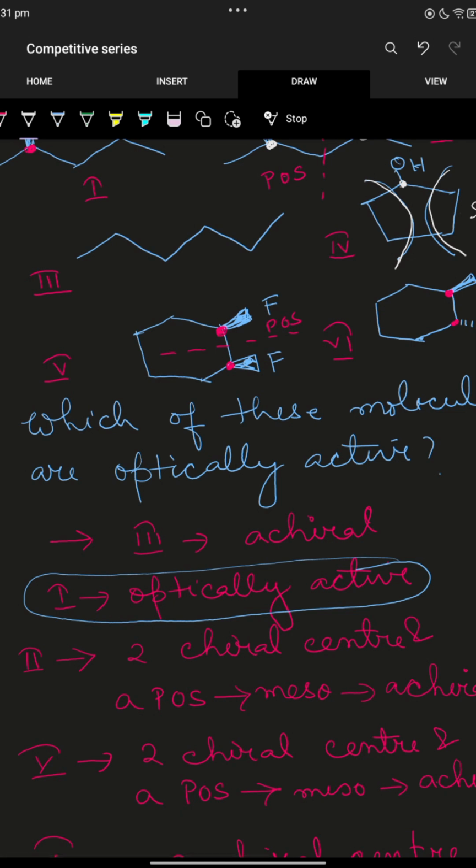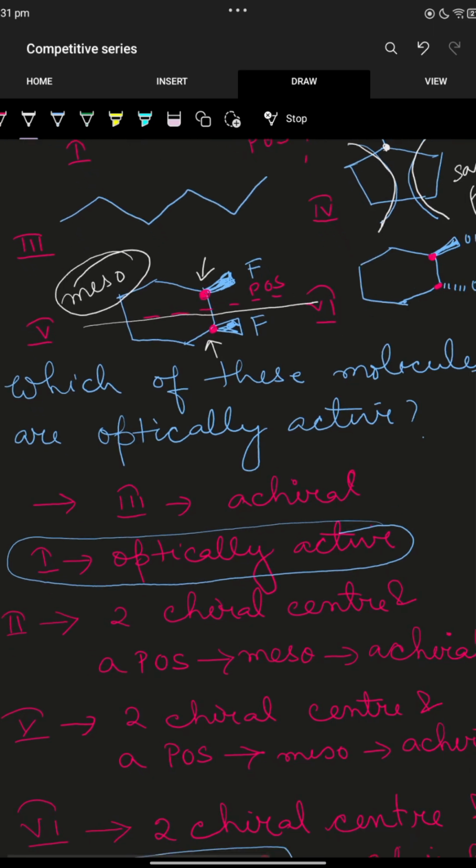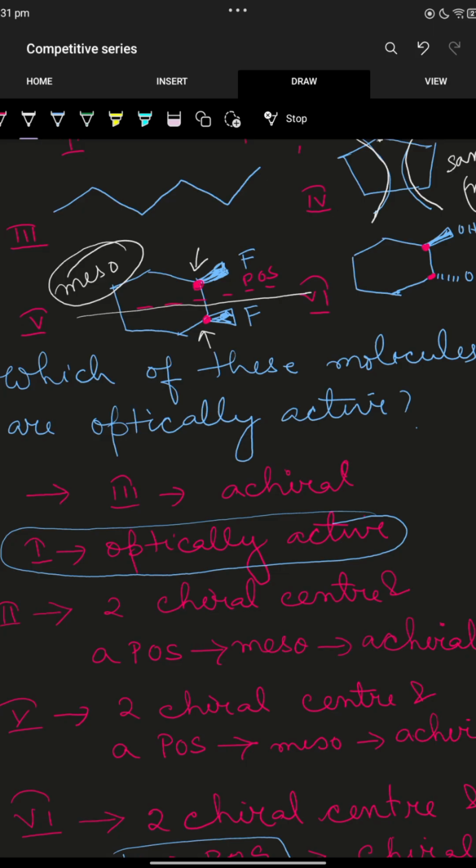Fifth one. Fifth one, you have two chiral centers. This is one and this is the other. But there is a plane of symmetry. And for this reason, this compound is meso and it will be optically inactive.